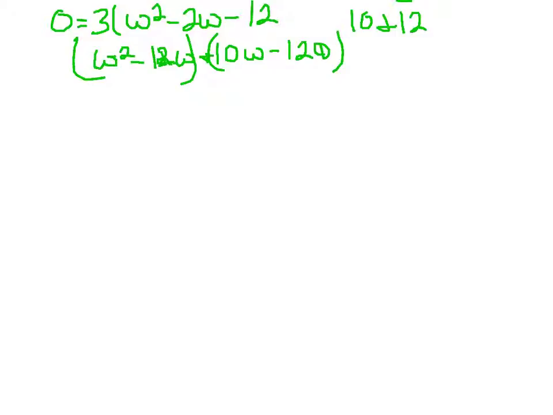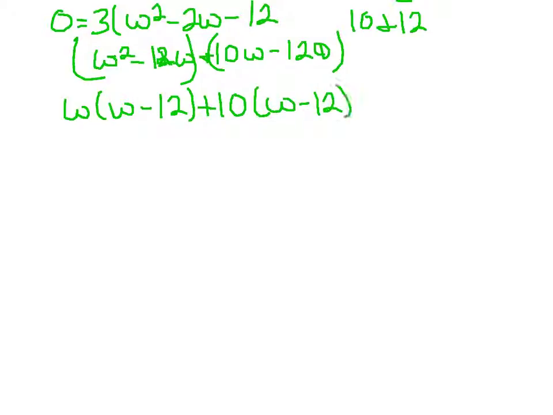So where you can take a common factor out of each, and the first one's going to be the W, so it'll be W minus 12, and then we can take a 10 out of the second one, so it'll also be W minus 12. So then we can make that equal to 0, so it'll be 0 equals 3 times W plus 10, and then times W minus 12.